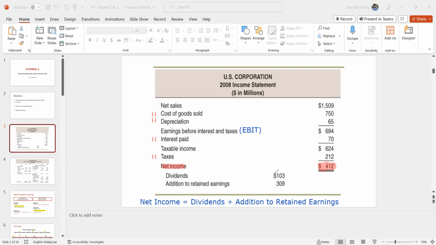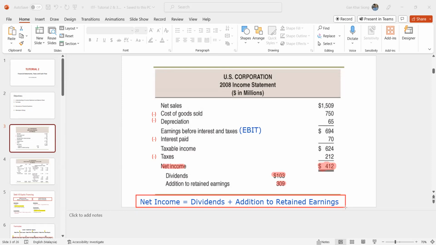So when I look into these two bottom values over here, the two values added together, okay, will give me the same value, which is 412. So that is the first formula I want you all to remember. Net income equals dividends plus addition to retained earnings. Why is that so? Because once we generate the income, we can use it for these two purposes. That's the first formula that we can derive from the income statement.